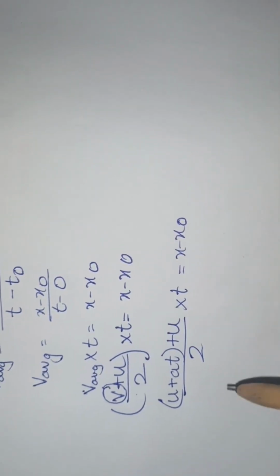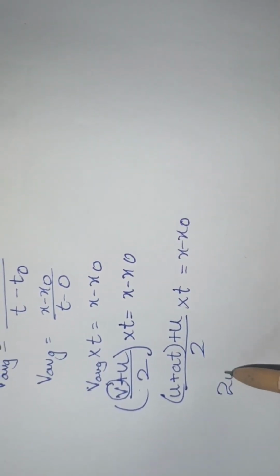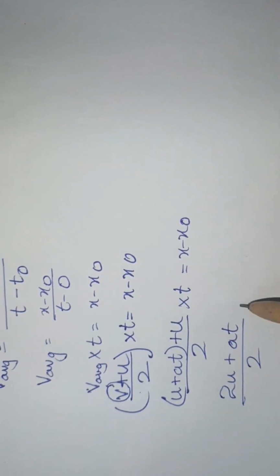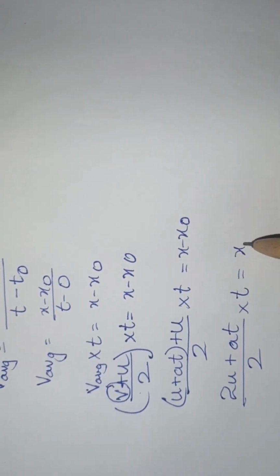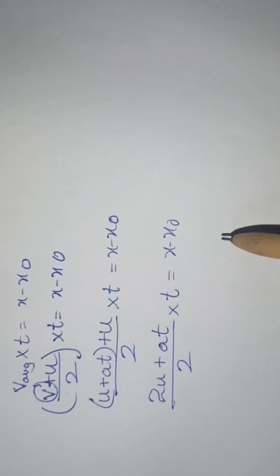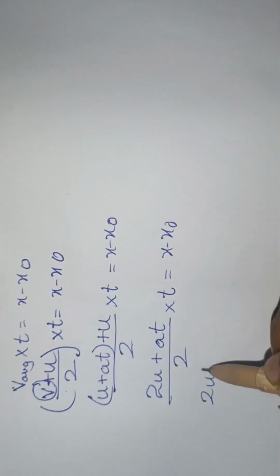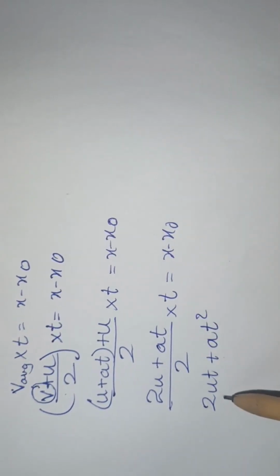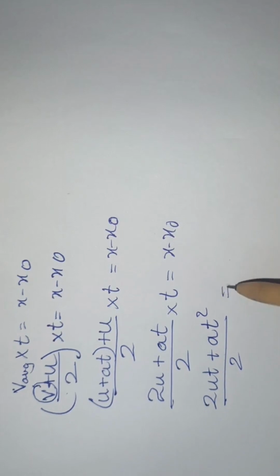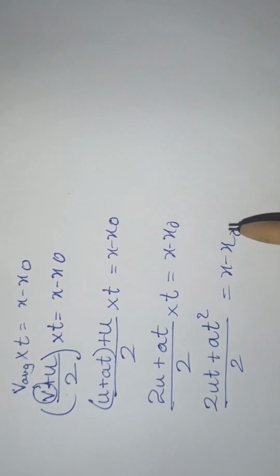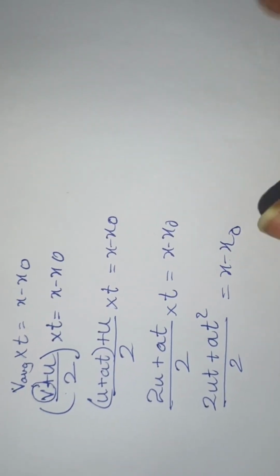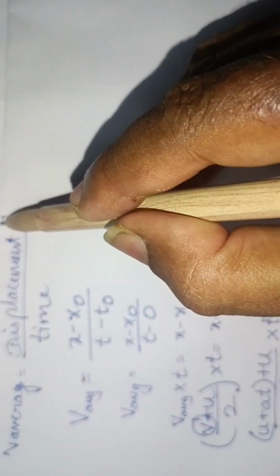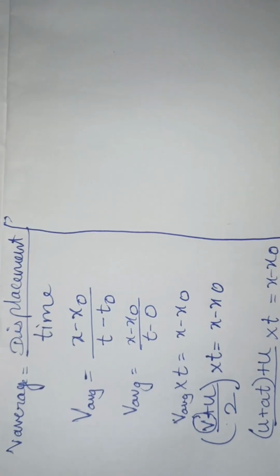So if I want to remove the bracket, I can write it as 2 times of u plus at divided by 2 into t is equals to x minus x naught, and most obviously you know very well 2ut plus at square by 2. So if you divide this term, you will end up with the very favorite equation, that is second equation of the motion there.